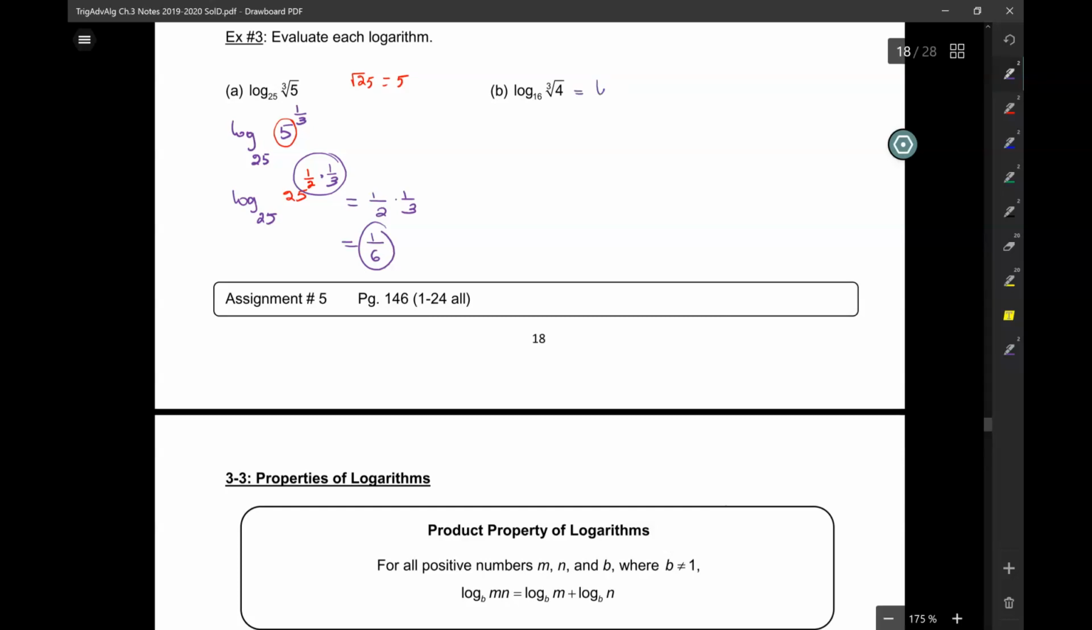I'm first going to rewrite this as log base 16 of 4 to the 1/3. Now, what's 4 in terms of 16? 16 to the 1/2, times 1/3. The log base 16 of 16 goes away, so 1/2 times 1/3. It's just a coincidence that we got 1/6.